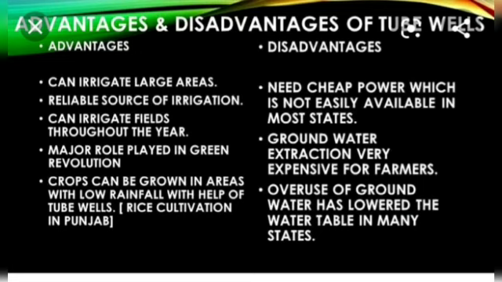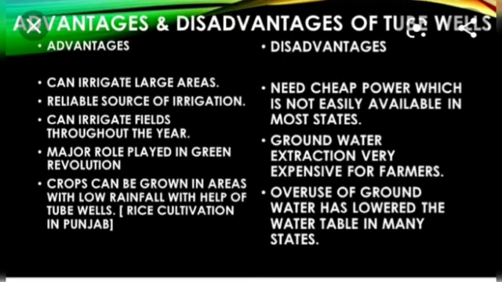Then what are the advantages of it? With the help of the tube well, the farmers are at an advantage because its usage now depends upon the farmer's finger. He doesn't have to rely on monsoons anymore. Much of the area can be irrigated with its help. It is a very reliable source of irrigation, and throughout the whole year the fields can remain irrigated. Tube wells played a major role in the Green Revolution.